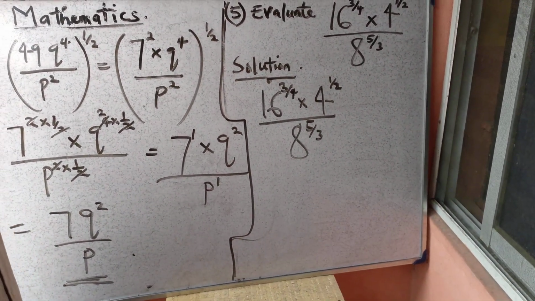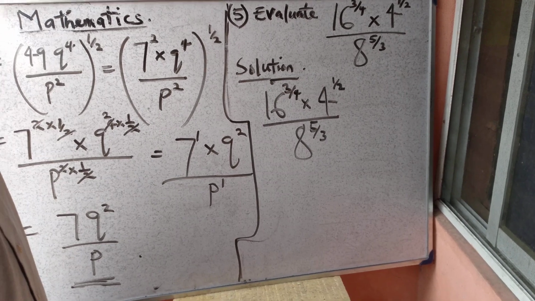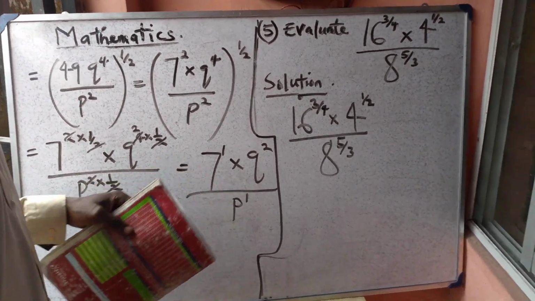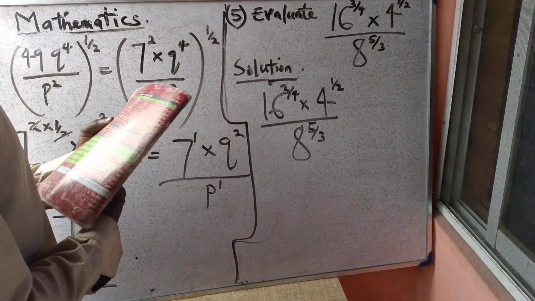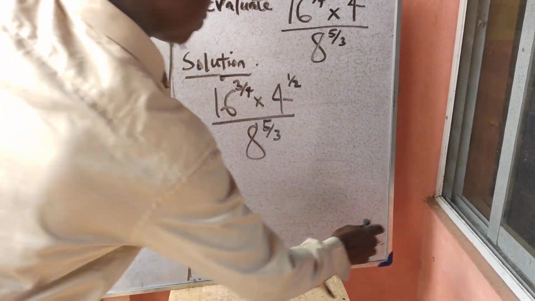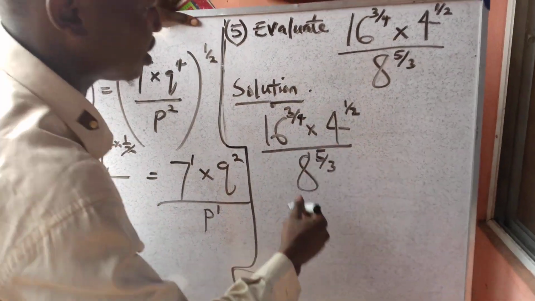Convert 16 to index form using 2 as the base. That'll be 2 raised to the power 4, isn't it? Let's look at that. Converting 16 in index form.